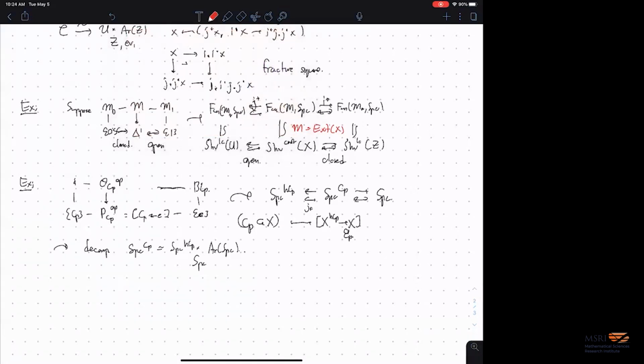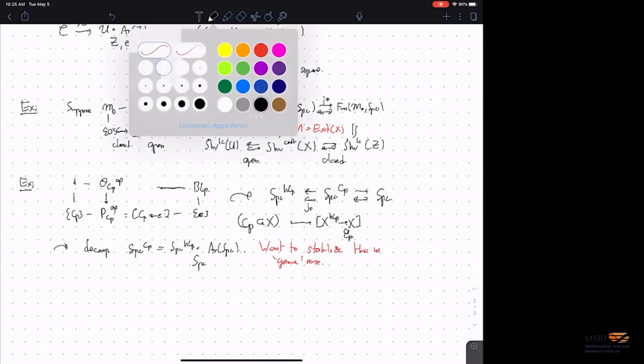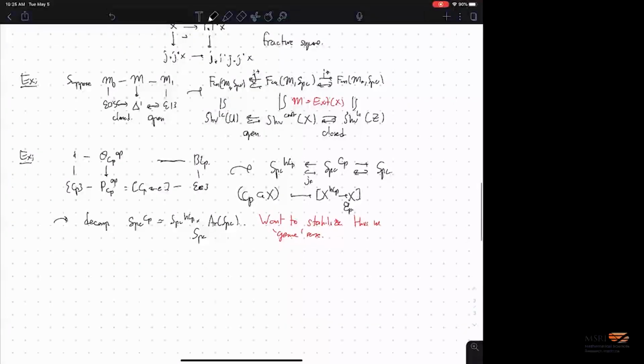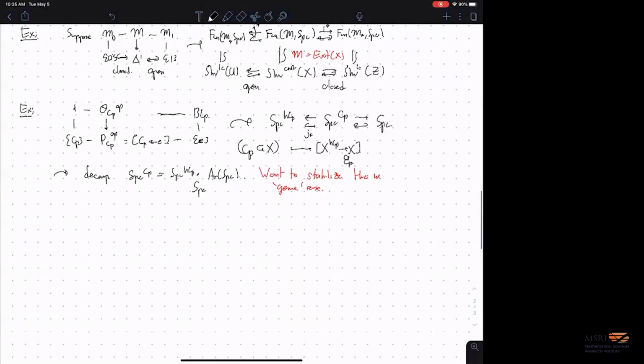So the idea is to stabilize this in the genuine sense. So how can I transport this recollement to a recollement on C_p spectra?